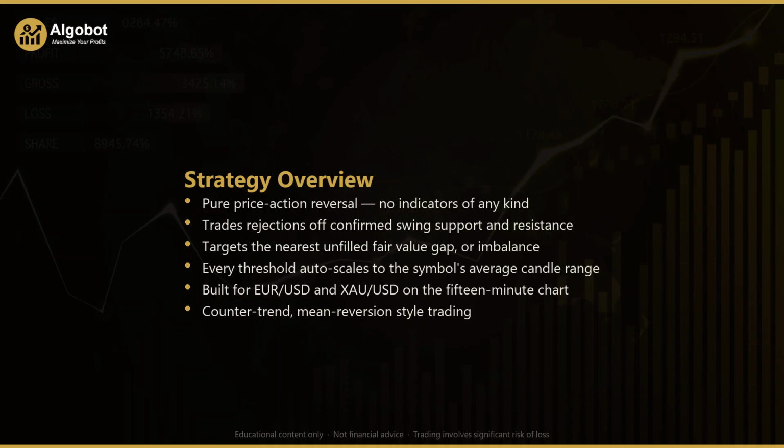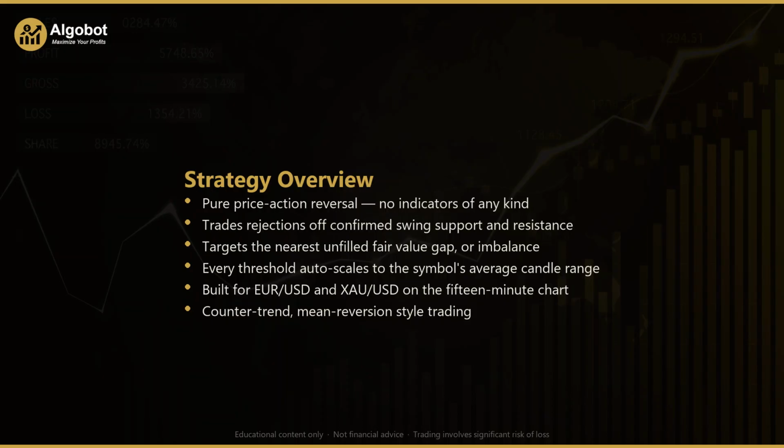The second footprint is the fair value gap, also called an imbalance. This is a three-candle vacuum where the middle candle moves so quickly that the first and third candles leave an untraded pocket of price behind. Markets tend to be drawn back to fill these voids, and that pull is the heart of this system.